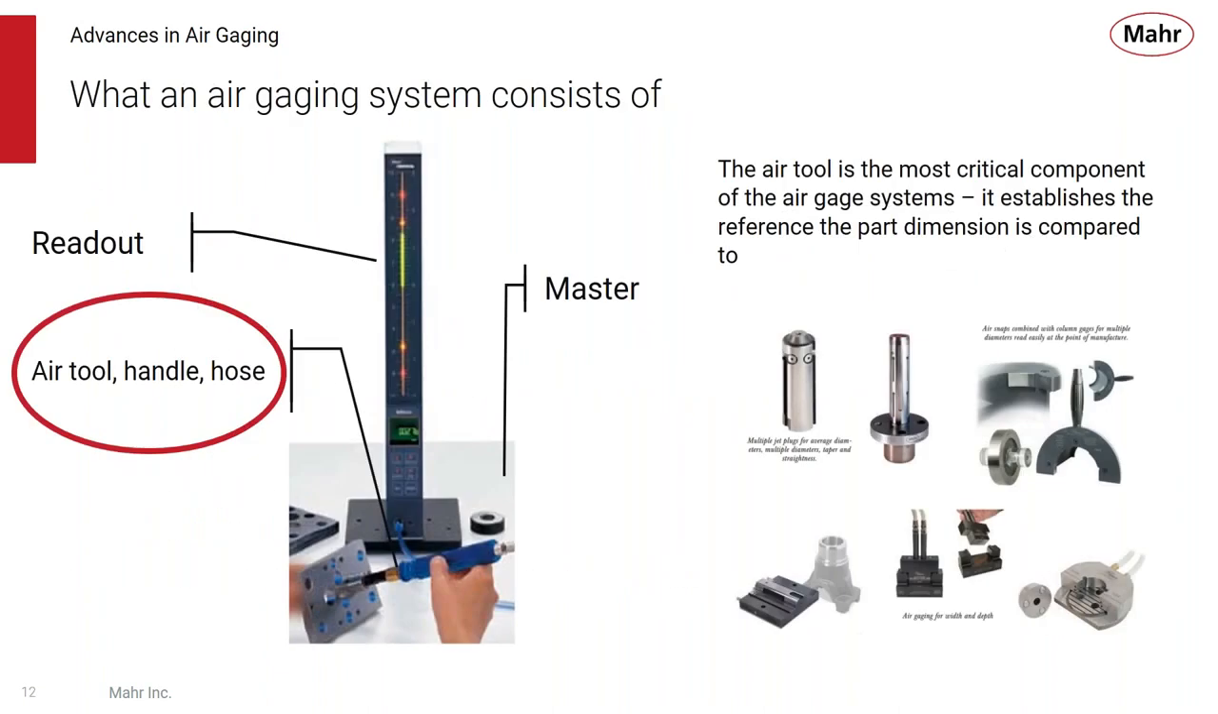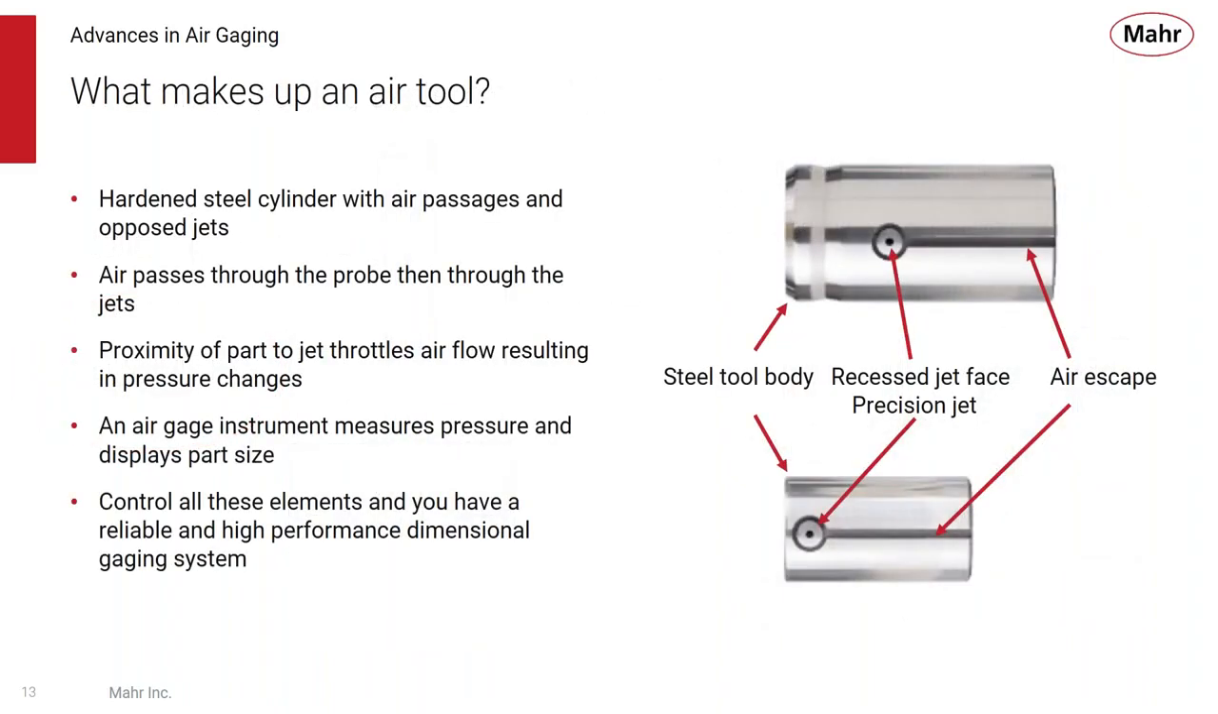Now, what does an air gauge system consist of? It consists of three major factors: the readout, the master, and of course, the air tooling and its accessories. The air tool is probably the most critical component in the air gauging system. It establishes the reference the part dimension is compared to.